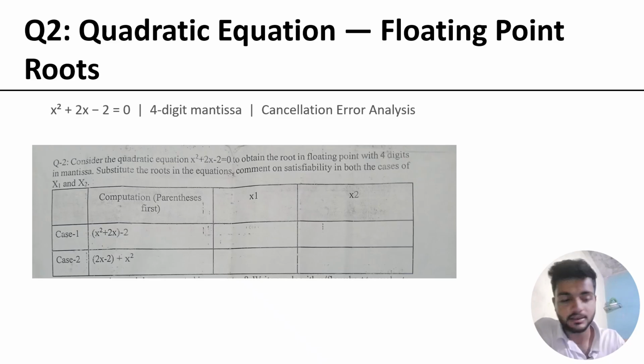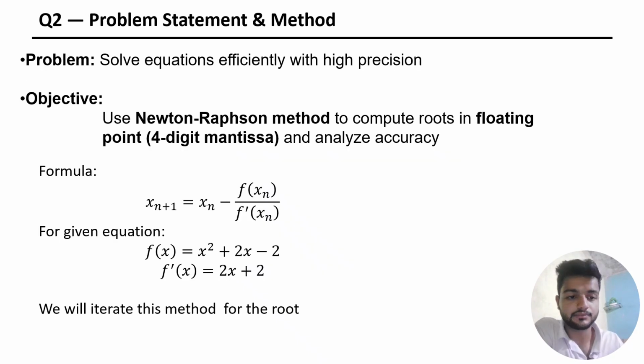So here are our cases, case 1 and case 2. Problem: solve the equation efficiently with high precision. Objective: we'll be using the Newton-Raphson method to compute the roots in floating point. x n plus 1 is equal to xn minus f of xn divided by f dash of xn. For the given equation, f dash x is 2x plus 2. We'll iterate this method for the root.